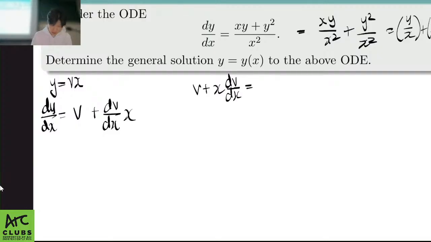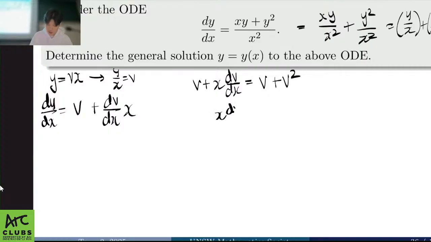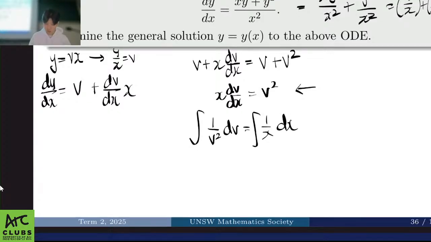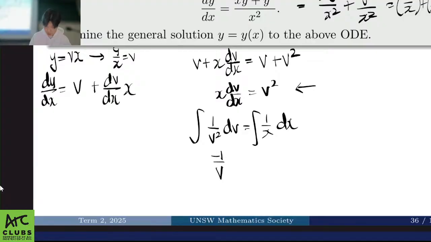Y on x is going to be v, so it's going to be v plus v squared. Now subtracting v on both sides, you get x dv/dx equals v squared. So now we have a separable one, because I can move 1 on v squared to the other side, and move the 1 on x to the other side, and I can integrate both. So it's minus 1 on v equals ln x plus c.